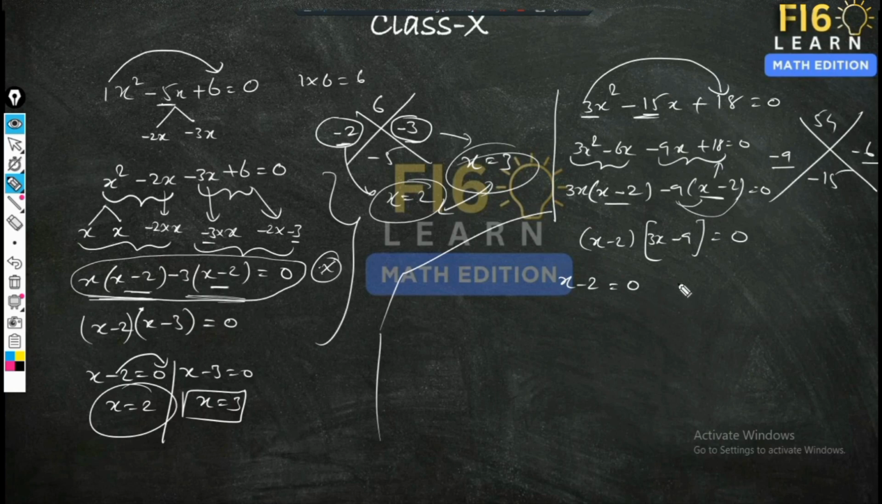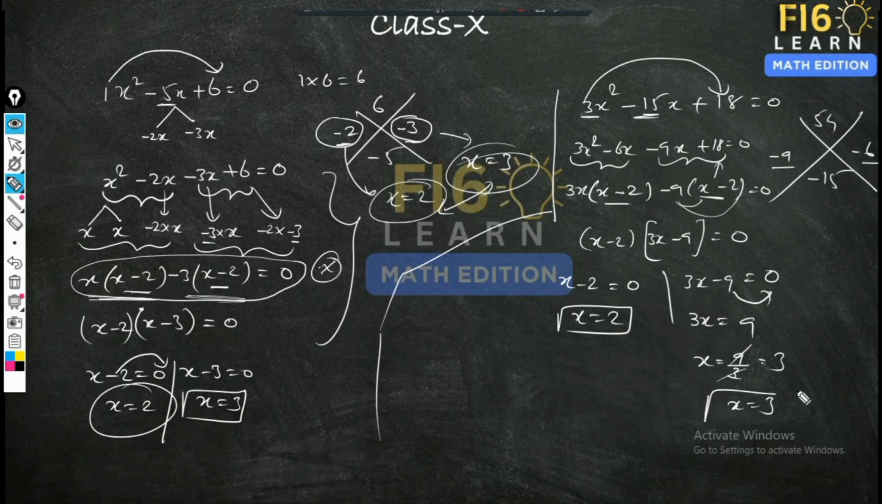So x minus 2 is equal to 0, or 3x minus 9 is equal to 0. So x is equal to 2, and 3x is equal to 9. Minus 9 will become plus 9, and 3 is in multiplication here. If it goes to the right side, it will become the denominator. So you can cancel these two. You will get 3. x is equal to 3. So that is the root.